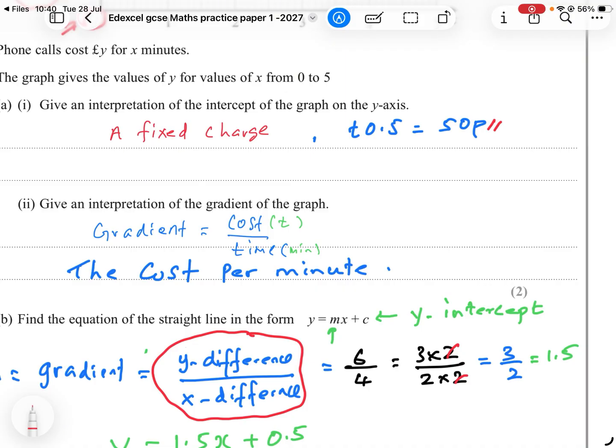Right. So what does the interpretation of the gradient of the graph mean? On the y-axis you have the cost of the call, and on the x-axis time in minutes. So the interpretation means the cost per minute. That is the interpretation of the gradient of the graph: the cost per minute.